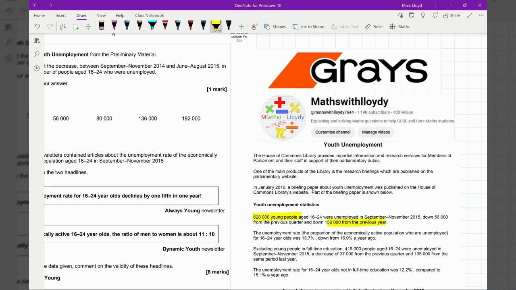So that's there. That means that if I add those two numbers together, 628,000 plus 136,000, that is for September, November, 764,000. Now we need to know June, August, which we've got there, and it says down 56 from there. So 628,000 plus 56,000 is 684.